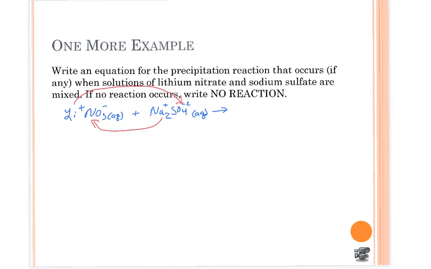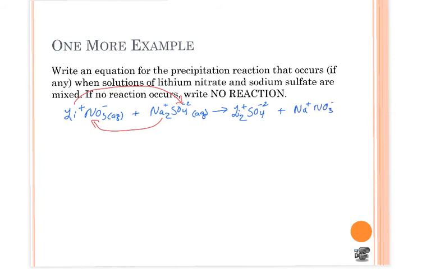So we have now lithium, positive 1, with a sulfate, which has a negative 2. So we're going to have to put a 2 here to balance this out. And we have our sodium. Don't write nitrate first, write sodium, because you've got to write metal, cation before anion, right? So we have sodium with a positive 1 and a nitrate with a negative.